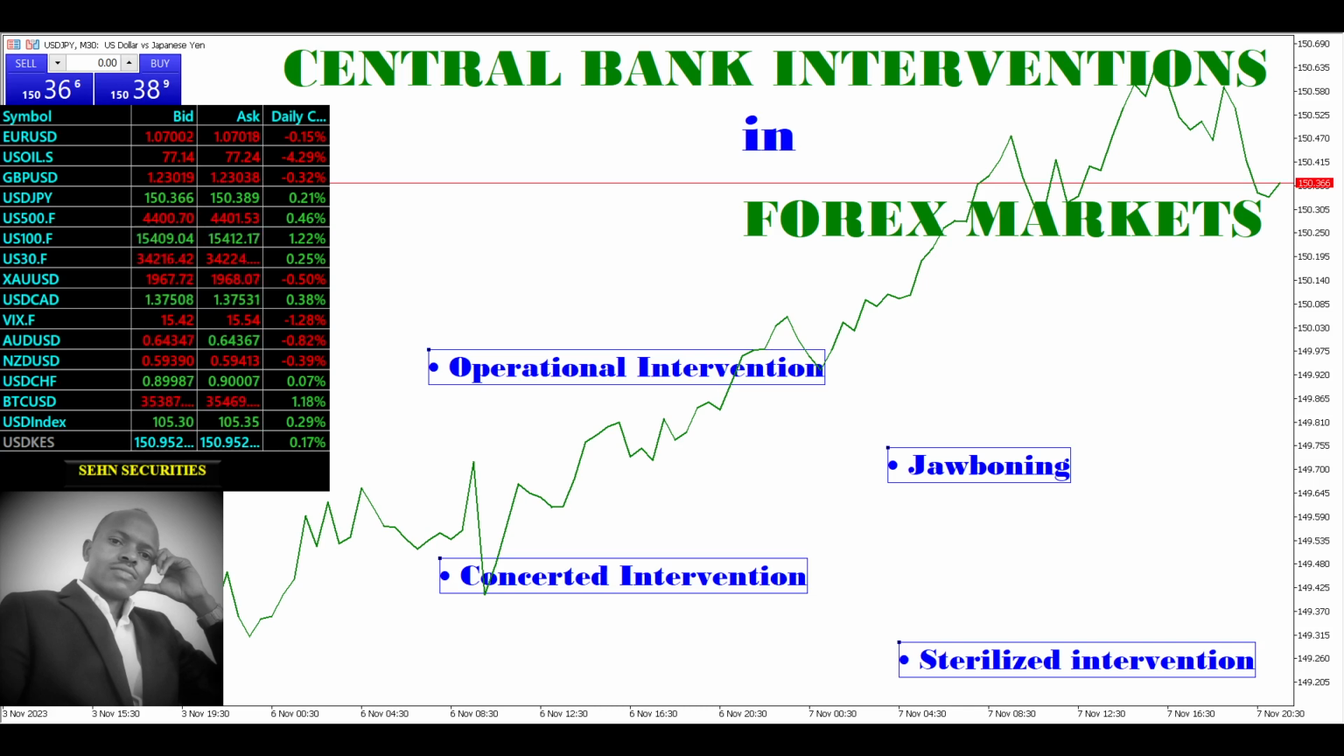Hello traders, let's take a perspective on central bank intervention in the Forex market and its impact on currency movements. Central bank intervention is another fundamental element at the center of currency fluctuations.